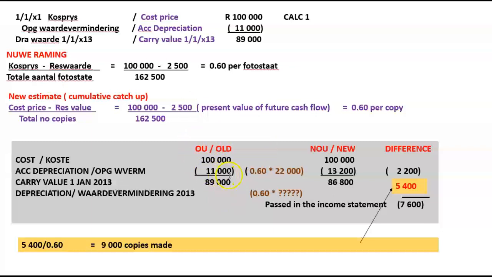So at the beginning of the year under the old method, we had 100,000 Rand. Then accumulated depreciation of 11,000 Rand. So we sat with a carry value at the beginning of the year of 89,000.